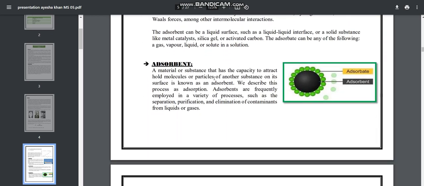The next is, what is adsorbent? Adsorbent has the capacity to attract and hold the molecules of another substance. In this diagram, we can see the dots in green are adsorbate and the black body is adsorbent. The adsorbate gets adhered to the surface of adsorbent.